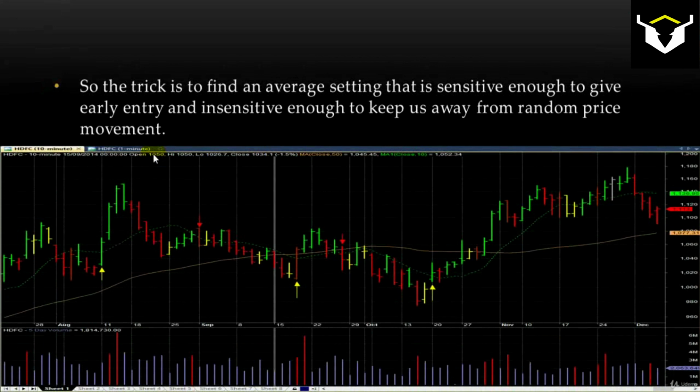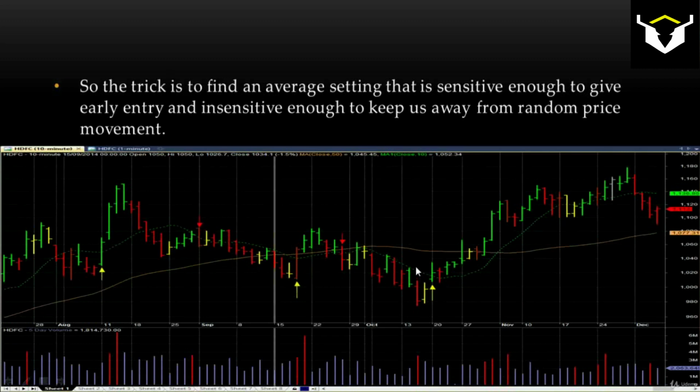In the chart below of the HDFC Bank daily chart, you can see a 10 period simple moving average has been plotted in dotted green lines along with a 50 period simple moving average in a beige colored line. And if we were to use only one average for our price entry and exit method, the method is simple. Every time price closes above its 10 period MA, take a buy entry. Every time price closes below the 10 period MA, take a sell entry. Arrows are marked to tell us when prices triggered entry and exits.